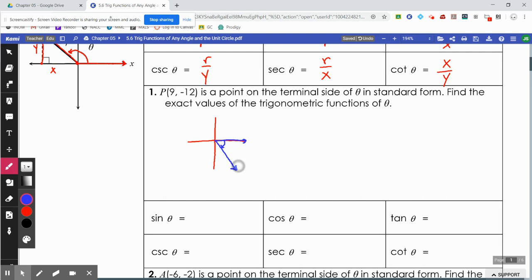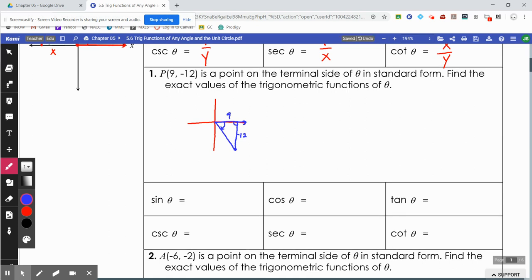Instead of drawing this, let's draw a little right triangle right here. We went over 9 and down 12. One thing you have to be careful of is the signs, whether it's going to be positive or negative. If you use the positive 9 and negative 12, the signs will take care of themselves. Using a squared plus b squared equals c squared, the Pythagorean theorem, you'll find that r is 15. So my x value is 9, my y value is negative 12, and my r value is 15.